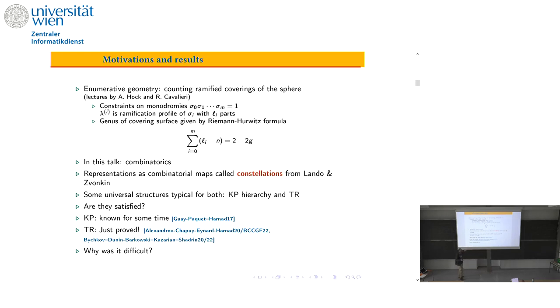So a natural question is, in the problems that I mentioned on the previous slide, are they satisfied? For KP, it's been known for some time because of the Schur expansion that I showed you. It tells you directly that it's a KP tau function. But for the topological recursion, it was proved just recently, and this is what I want to talk about. It was proved independently, and the papers appeared on the same day, by two groups. One is basically Guillaume Chapuy with different collaborators over the years, and another one with Bychkov, Dunin-Barkowski, Kazarian, and Shadrin.